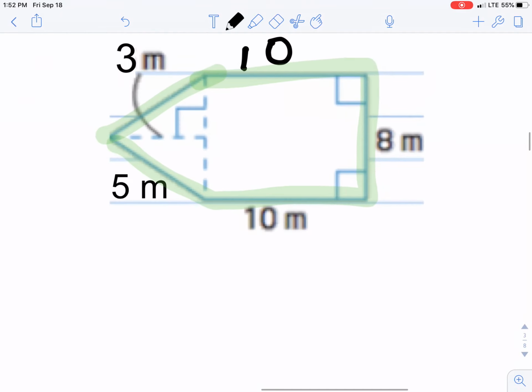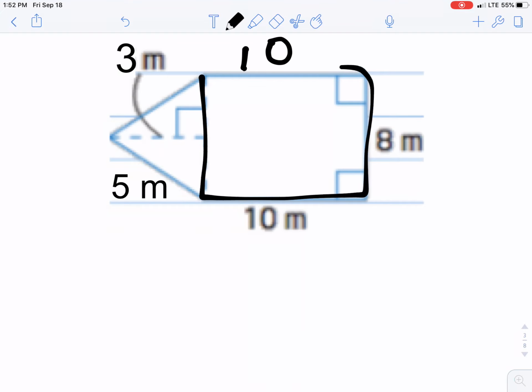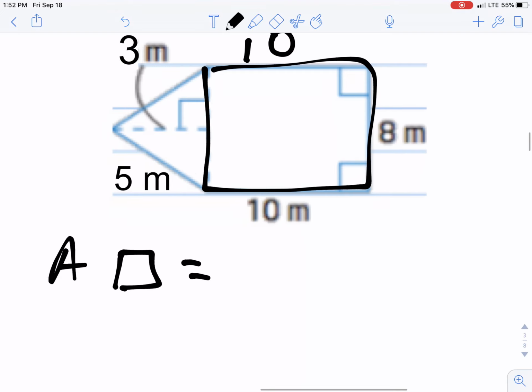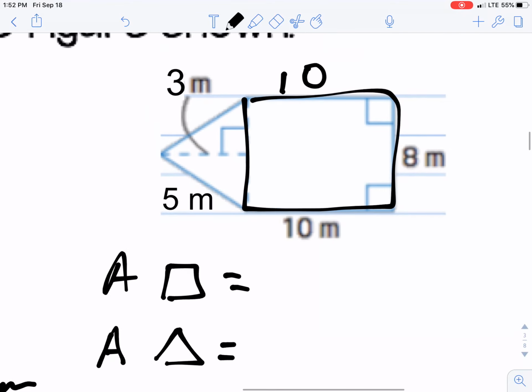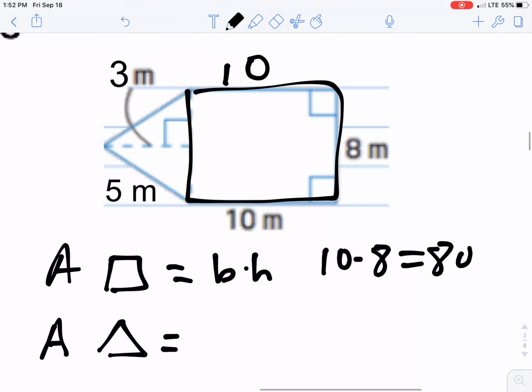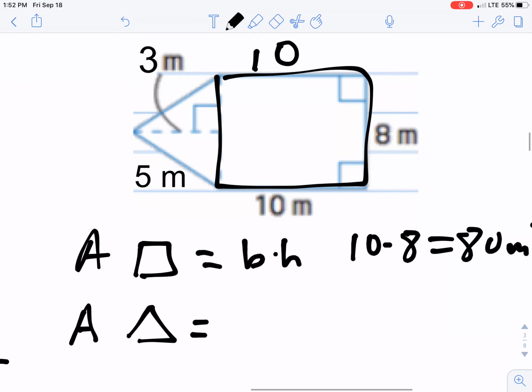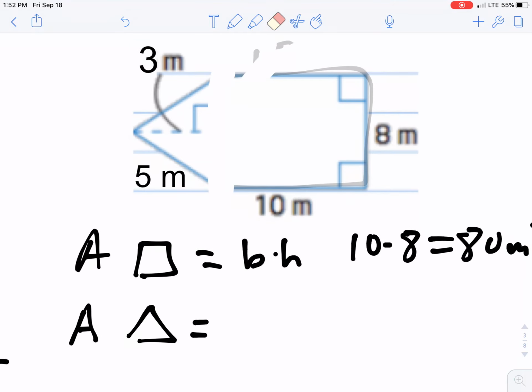Area. All right, we're going to break this down into a rectangle. In my thinking, I like to do this. What's the area of the rectangle? And then we're going to do the area of the triangle. All right, the area of the rectangle is just base times height. So that's going to be 10 times 8, which is 80 meters squared.